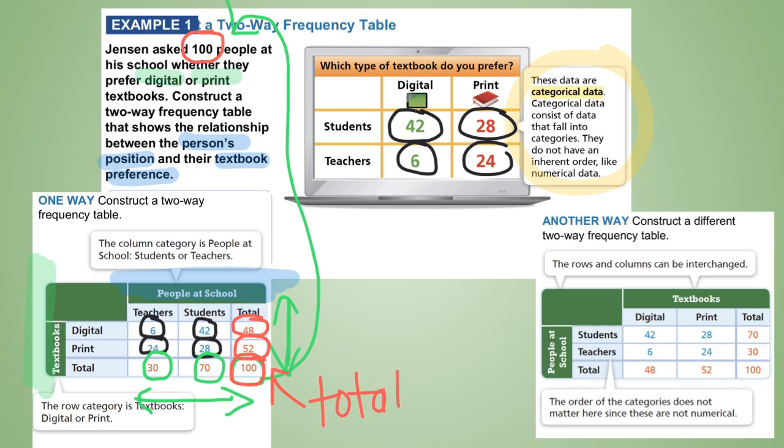Now you have some options. Because this is categorical data, we don't have an order. So if you want the people at school to go on this side, and you want the types of textbooks to go on this side, you absolutely can do that. You're going to get a table that just looks a tad bit different, but really all the data is the same. It's just in a different location because categorical data doesn't have an order.